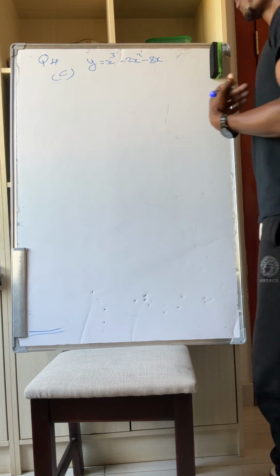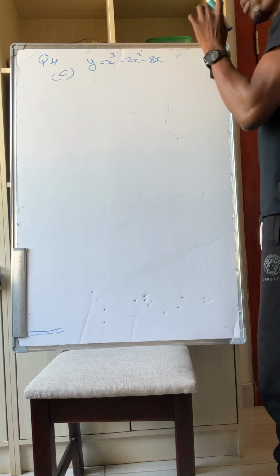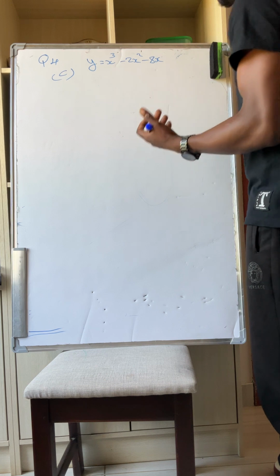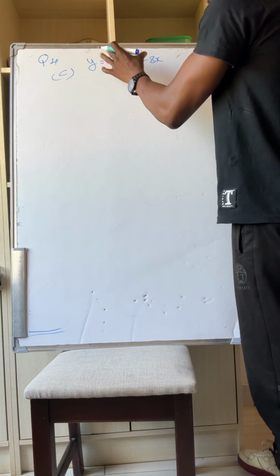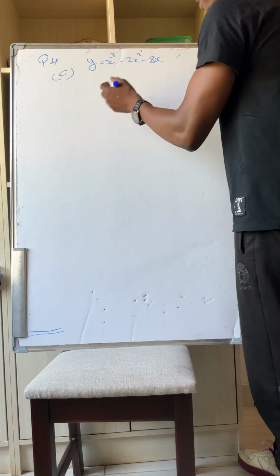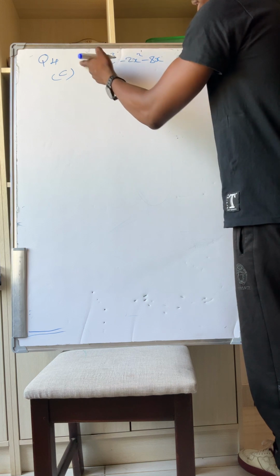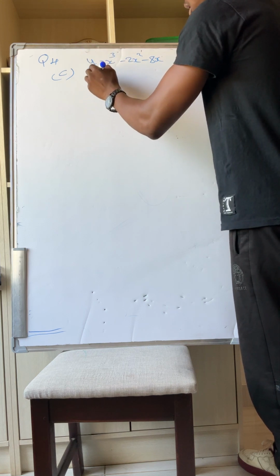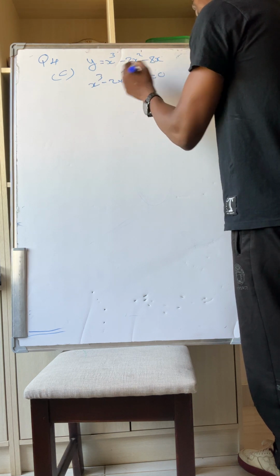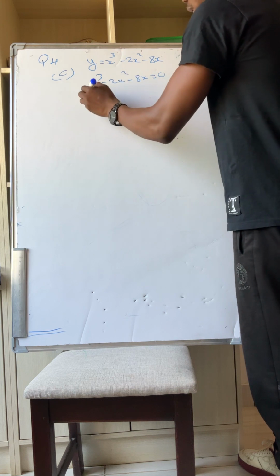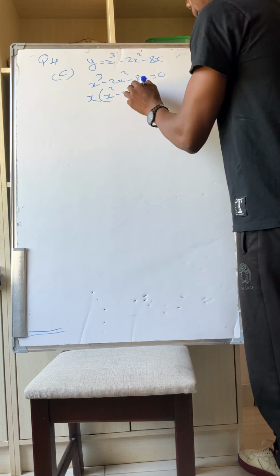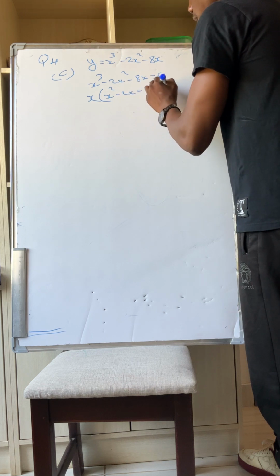So what am I supposed to do to find the limits of the curve? Let me try to solve for the value of x and the value of y. It's the one which is going to tell me the limitations. So I have x cubed minus 2x squared minus 8x, and I will equate this to 0. I can factor out x because x is common: x open bracket x squared minus 2x minus 8 close equals 0.